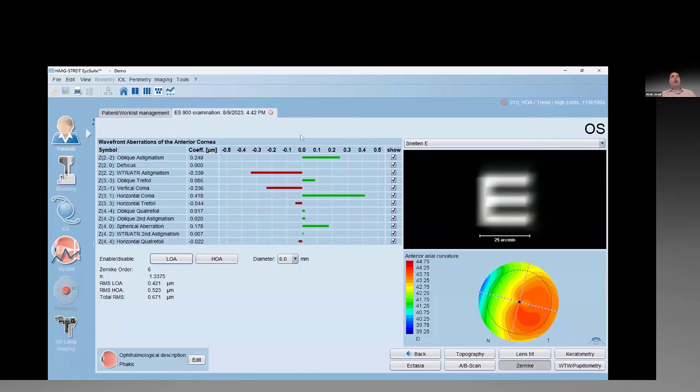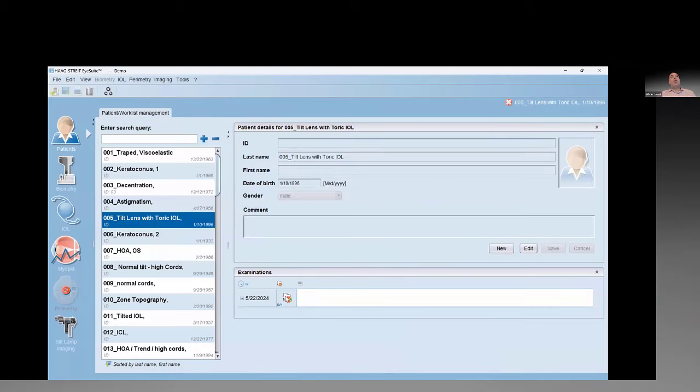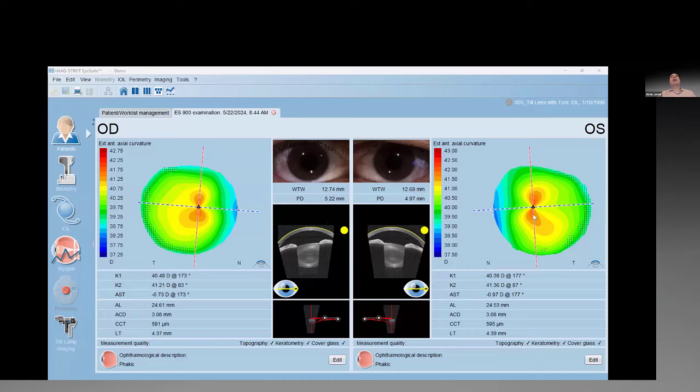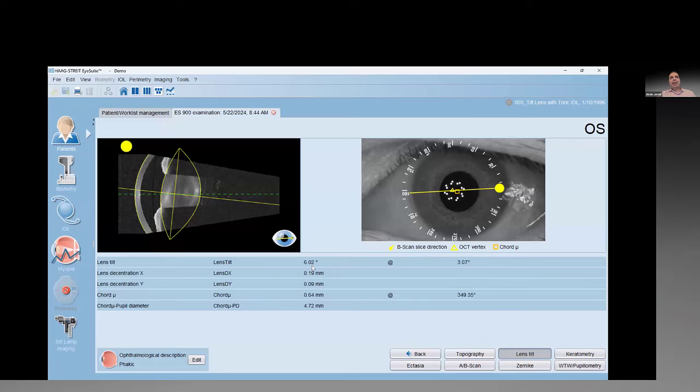Finally, I would like to show a case where I have an eye with the rule astigmatism, regular, and symmetric. It's a good candidate for toric IOLs. But if I look at the lens tilt, here the patient has a high lens tilt and high decentration. So what could be my options in this?